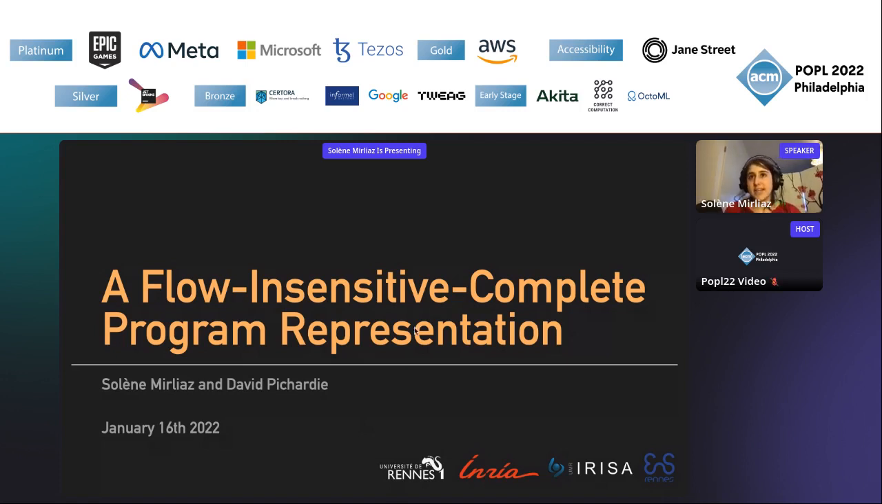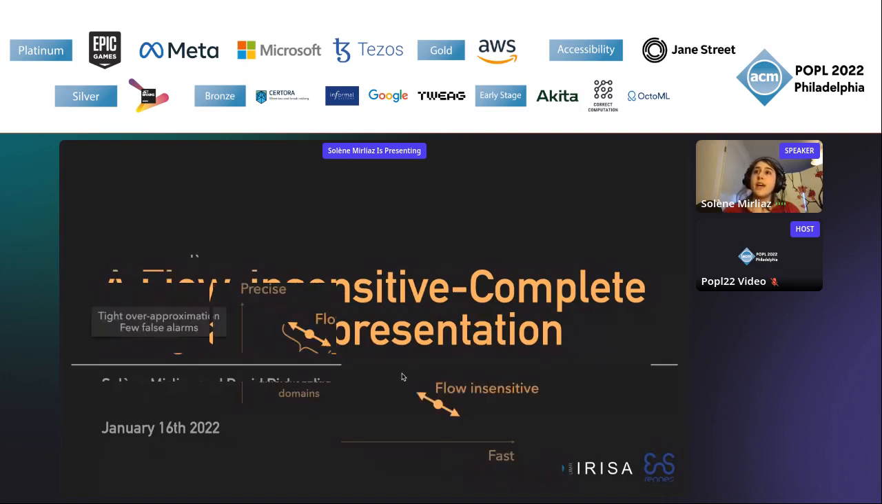So I'm Solene Mirliaz, as said, and I will present a Flow-Insensitive-Complete program representation for static analysis. There is currently a trade-off in static analysis between precision and speed. And here precision is an informal concept of how many false alarms you are raising, because if you raise a few false alarms, there is less manual check, so you tend to prefer precise analysis.